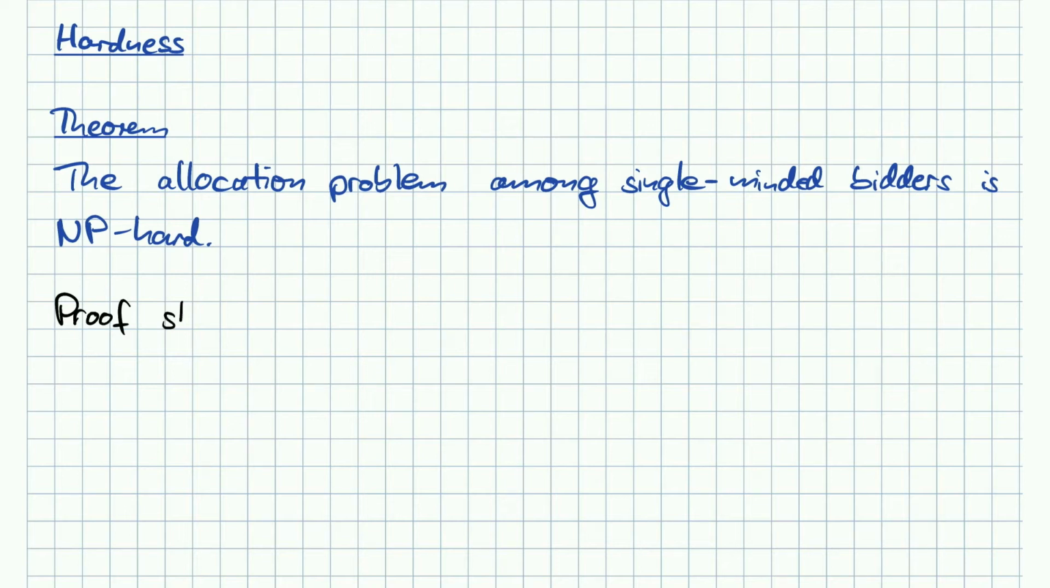I guess in your life you've seen enough NP-hardness proofs that we won't have to go through this in all details, but let me give you the idea of why this is a hard problem, because this is really easy to see. Namely, if we were able to solve this allocation problem exactly, allocating items among single-minded bidders optimally so as to maximize social welfare, then we could also solve independent set. How so?